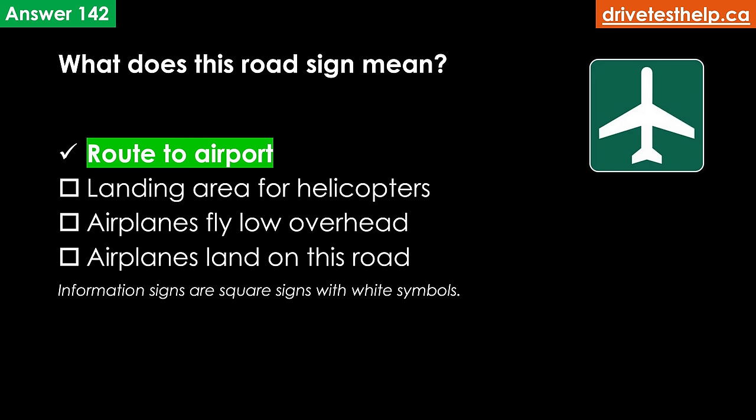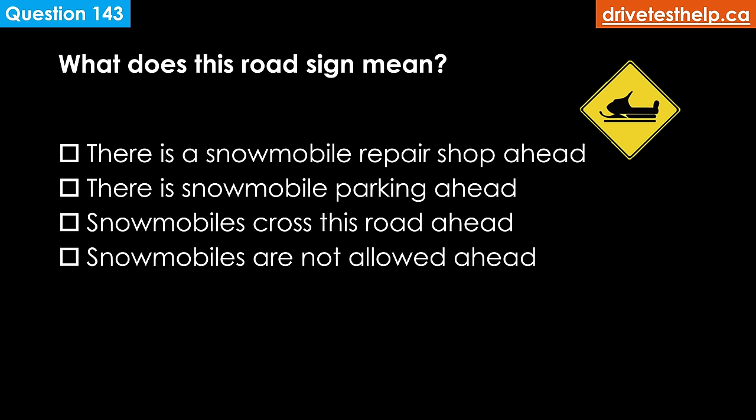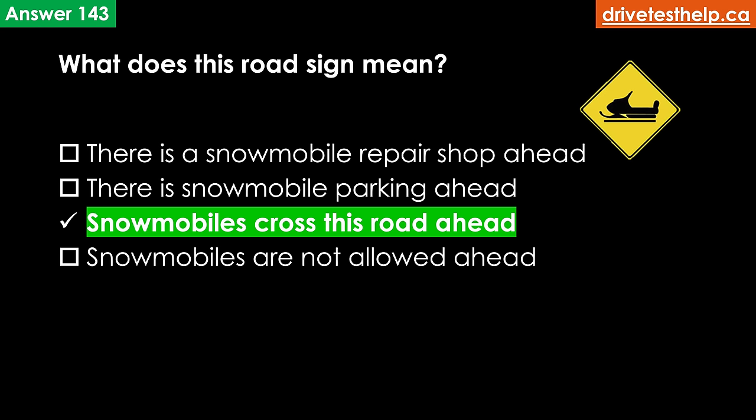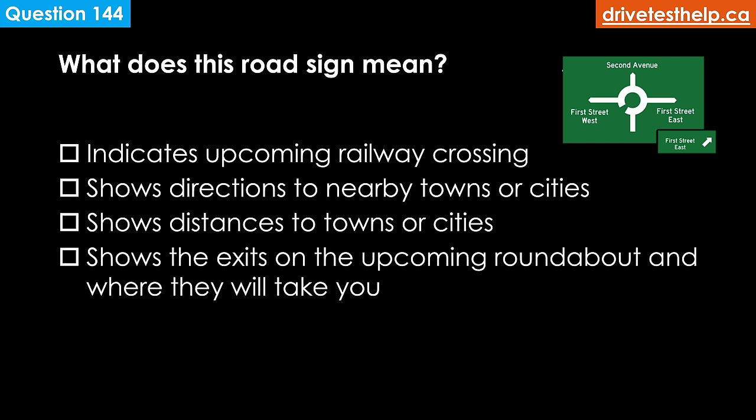What does this road sign mean? There is a snowmobile repair shop ahead. There is a snowmobile parking ahead. Snowmobiles cross this road ahead. Snowmobiles are not allowed ahead. The correct answer is snowmobiles cross this road ahead. What does this sign mean? Indicates an upcoming railway crossing.